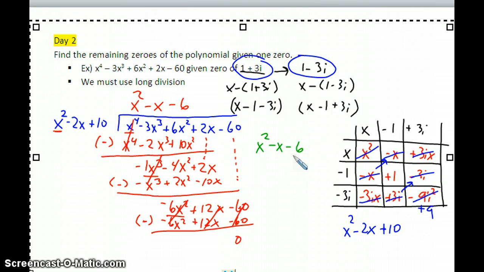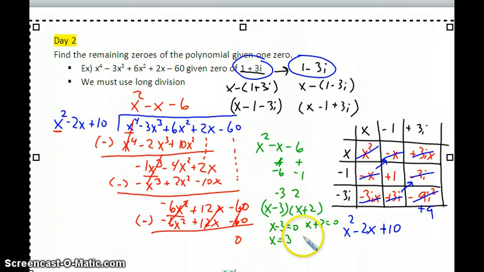So this is a degree 2 polynomial that I can factor. Ask myself what multiplies to be negative 6 and adds to be negative 1. That would be a 3 and a 2 where the 3 is negative. So x minus 3 and x plus 2. And again, if I set these equal to 0, I end up with a positive 3 and a negative 2.